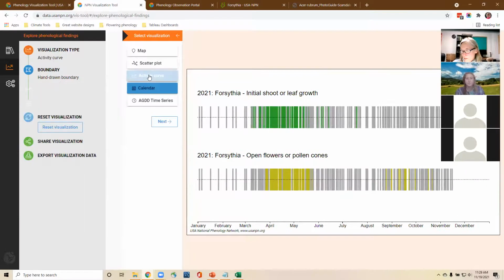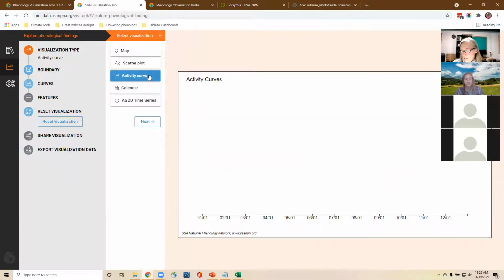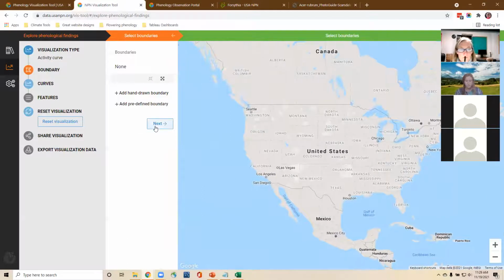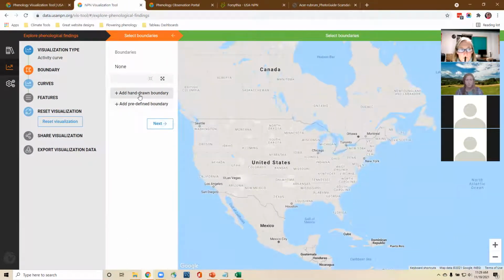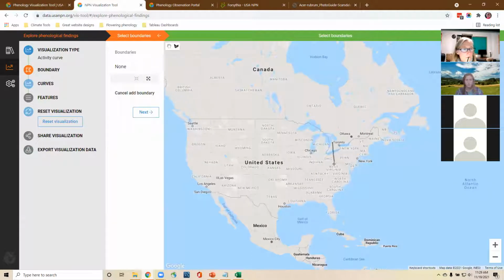So then let's look at the activity curve. I feel like this provides the richest information, especially if you're wondering about the timing of phenophases and you want to know when the majority of people are reporting these different phenophases. This has similar controls, where we can add a boundary just so we're restricting what we're looking at.